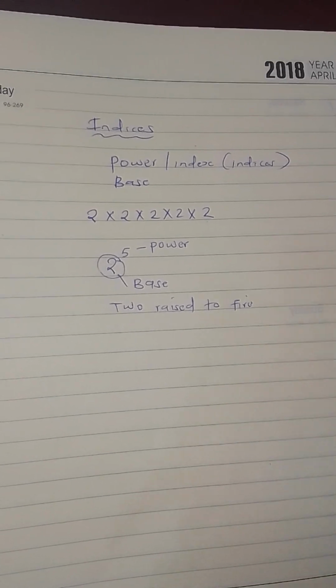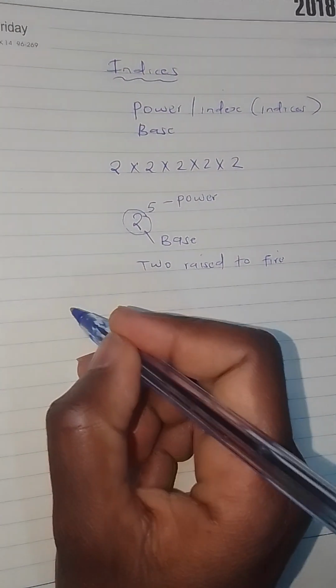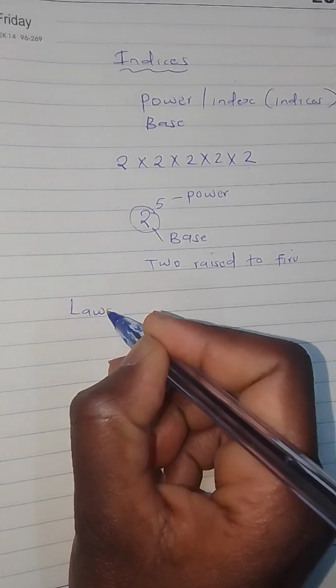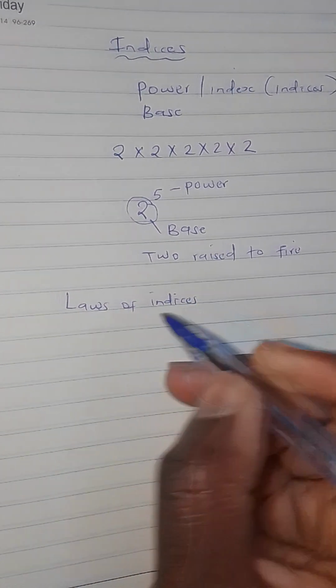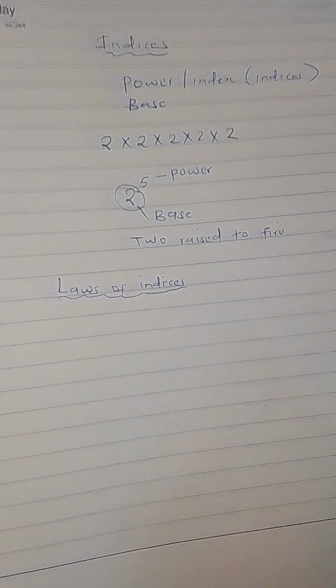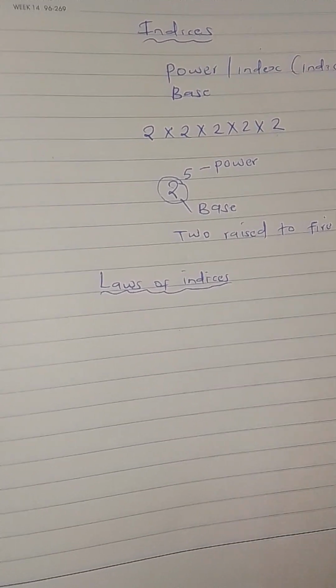Now that we are done with the power and the base, we go next to the laws of indices. They are quite a number, but I'm going to break them down so it's going to be easy for you to understand. So the easiest and the simplest one, I'm going to start with the multiplication law.